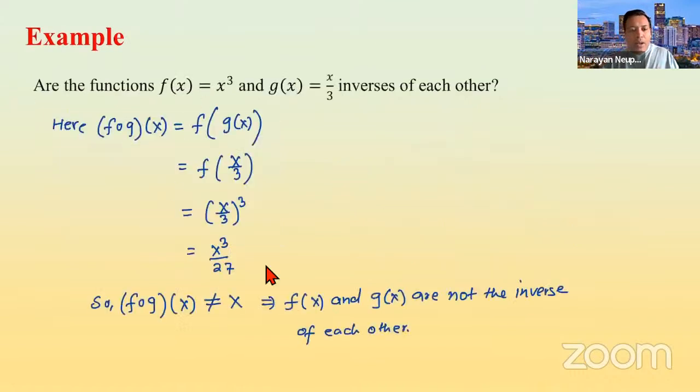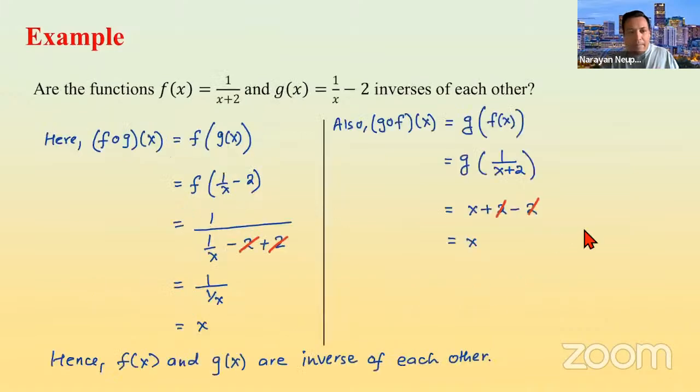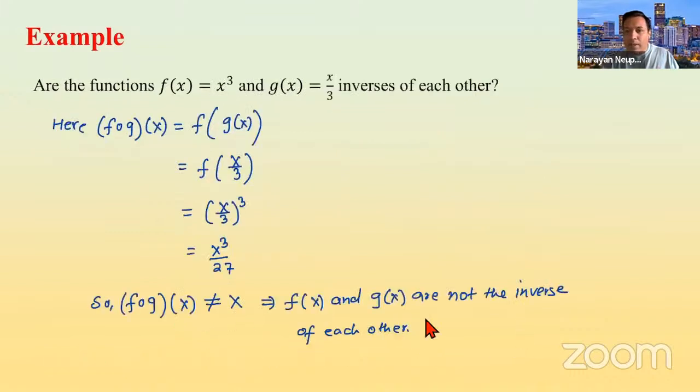And here we look at the composition, whether f of g of x and g of f of x are the same or not. If they are the same and equal to x, they are inverses of each other. Otherwise, they are not inverses of each other. That's what we have seen here.